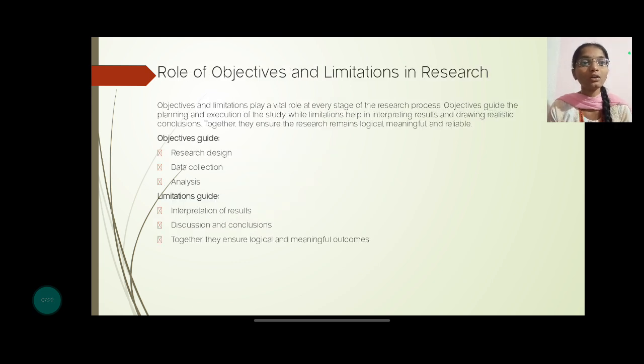Role of objectives and limitations in research. Objectives guide the research design, data collection, and analysis. Limitations guide the interpretation of the results, discussions, and conclusions. Together, they ensure a logical and meaningful outcome.